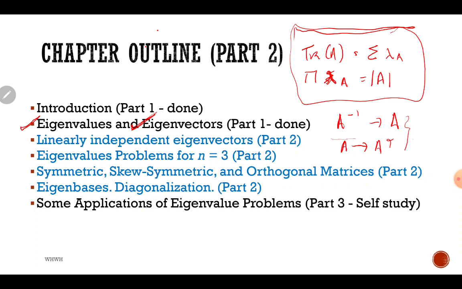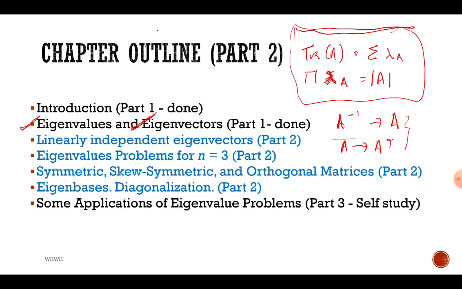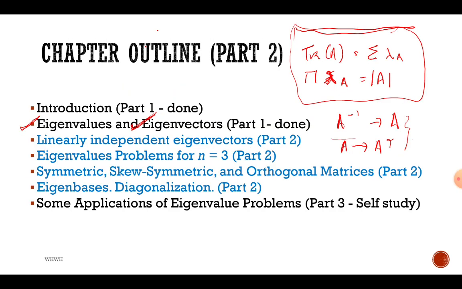So for today, I'm going to continue talking about some properties. We have not yet completed the discussion on the properties of eigenvalues and eigenvectors. We have another two properties here, property number 10 and property number 11, which are closely related to linearly independent eigenvectors. What linearly independent eigenvectors means is what you need to understand today, or in other words, this is our first learning outcome for today's lecture.